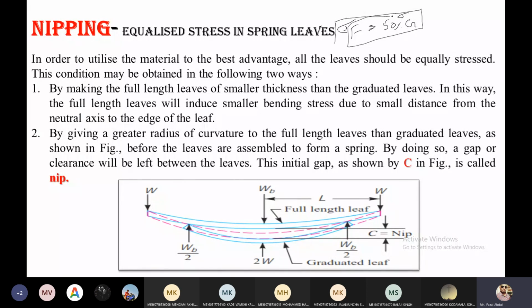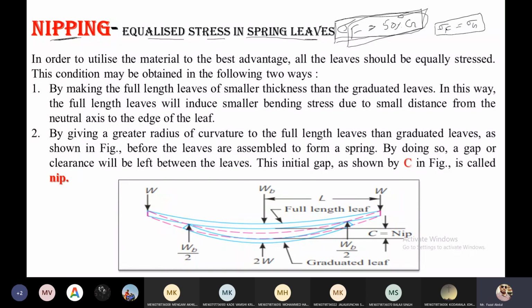If this happens in the leaf spring, it is not desirable for leaf springs. If it happens, what happens? Whichever leaf has the maximum stress, and not less than the sustained capacity, is going to fail. Because this point was raised yesterday, to overcome it we give the nipping here. Nipping, as the title itself shows, is equalized stresses in the springs. So we are making the full length leaf stress equal to the graduated leaf stress.